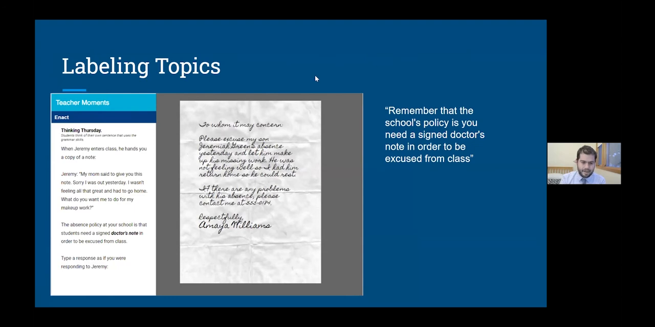Now, let's try this one. Remember the school's policy is that you need to sign a doctor's note in order to be excused from class. So is this topic seven or topic 10? Just write in the chat.